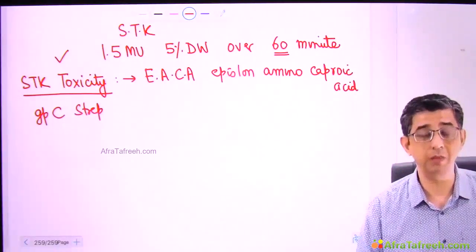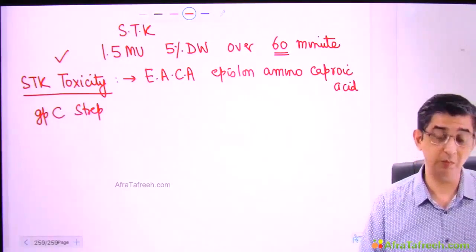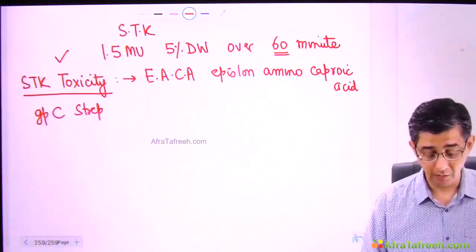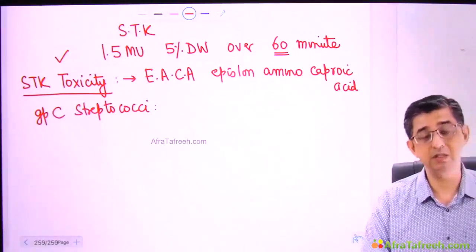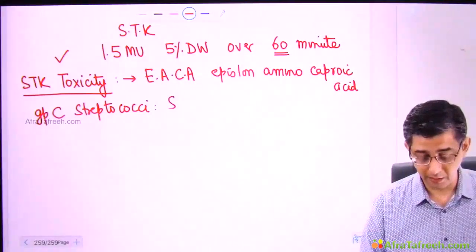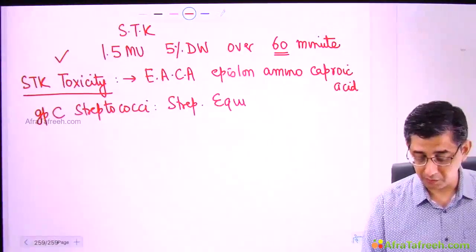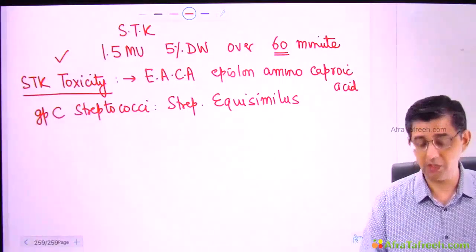Like you are aware, group A beta hemolytic Streptococcus causes rheumatic fever. Group B is the one that could be present in the female genital tract and could contribute to neonatal meningitis. I want you to remember, group C Streptococcus is the one from which streptokinase is isolated. In fact, they have even asked in the exam the strain of Streptococcus from which streptokinase is isolated, and your answer is Streptococcus equisimilis.